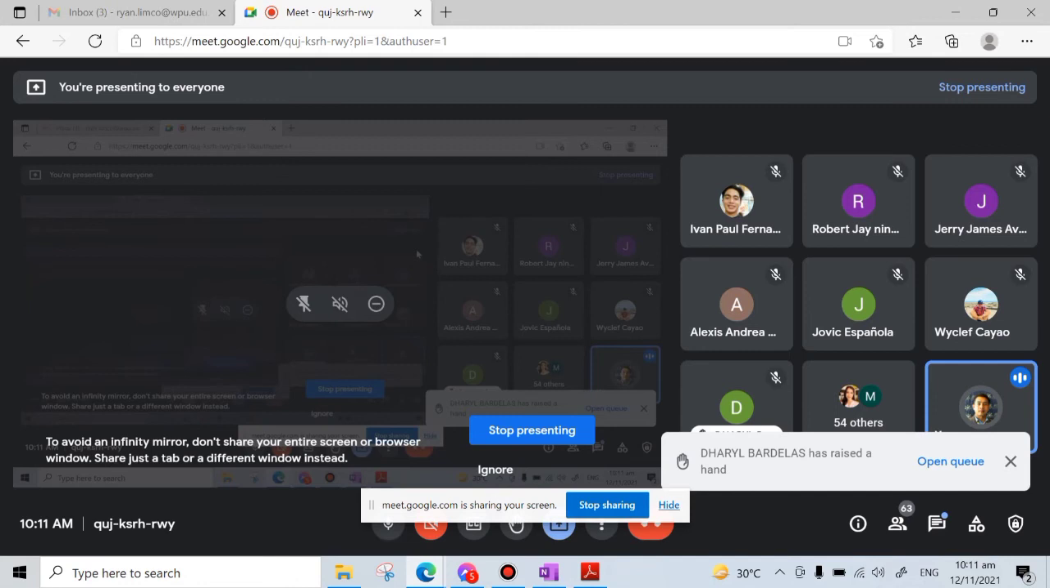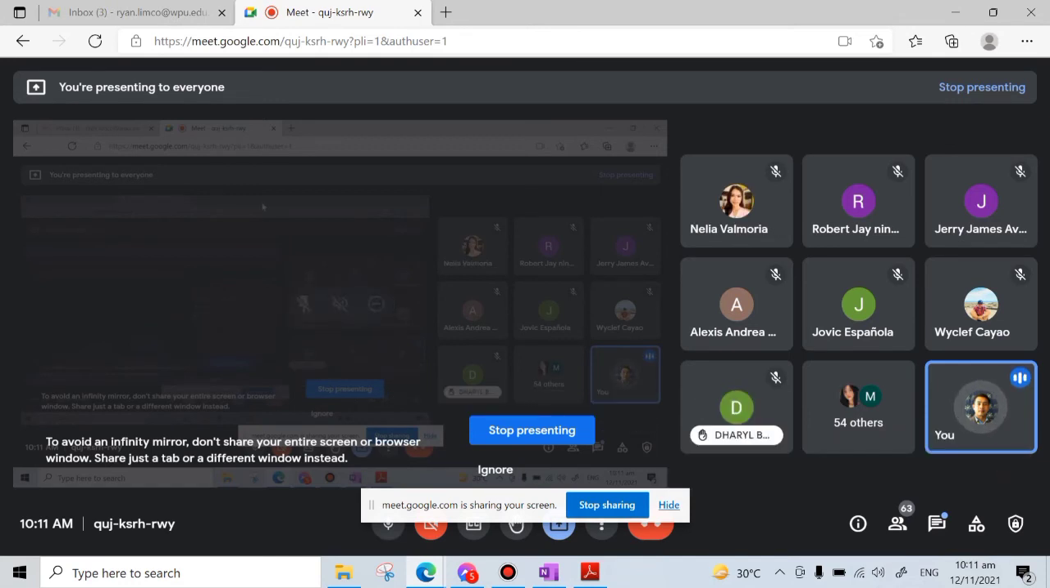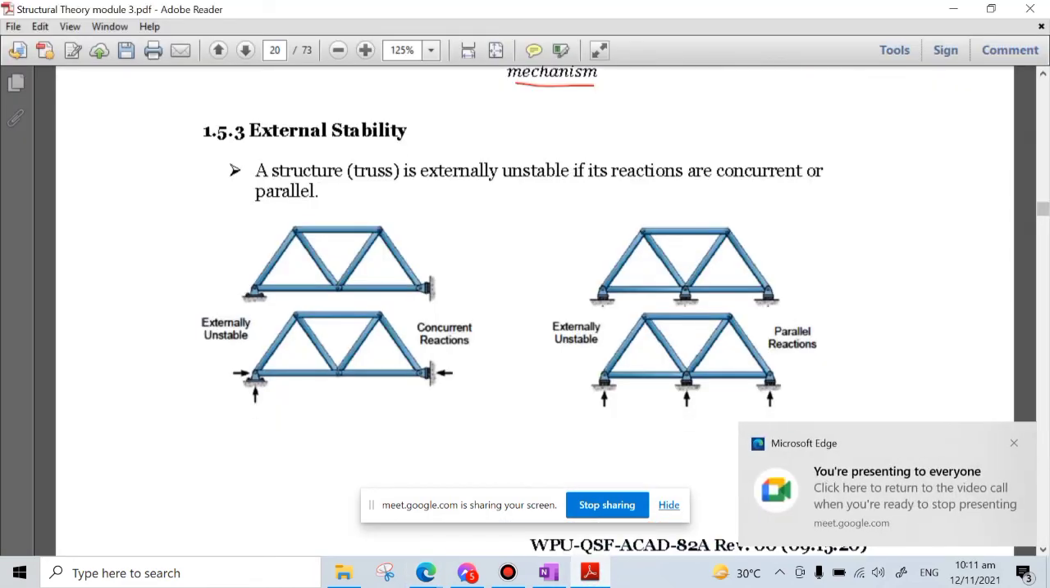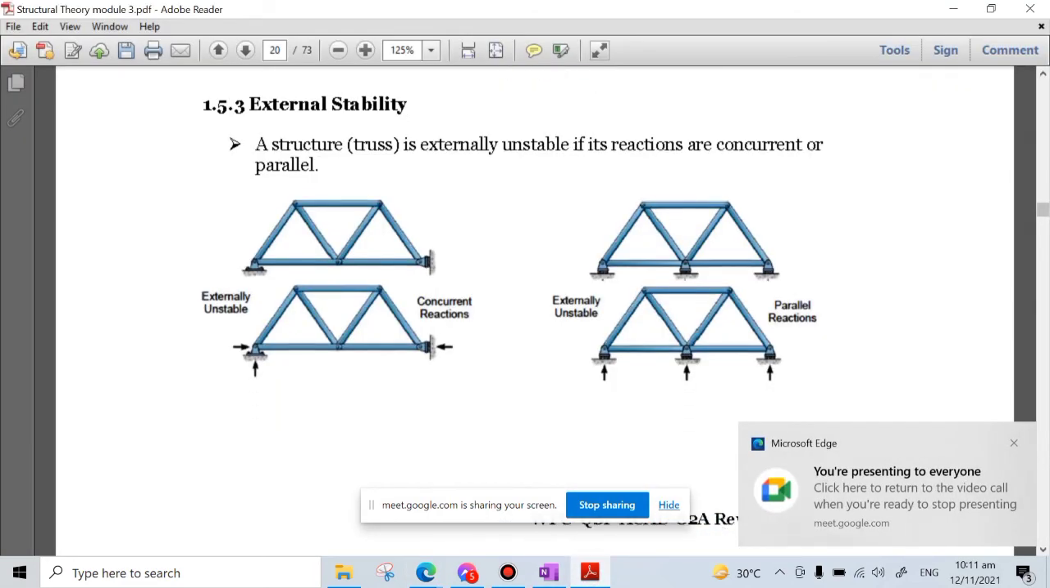So, pwede niyo akong i-interrupt, you can raise your hand, or open niyo na lang yung mic niyo pag hindi ko napansin kasi naka-share screen ako, hindi ko pa nakikita. Screen lang yung nakikita ko dito.